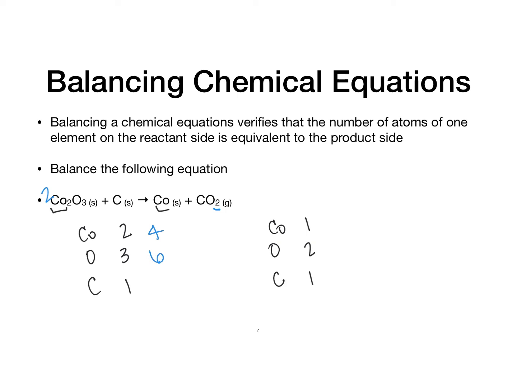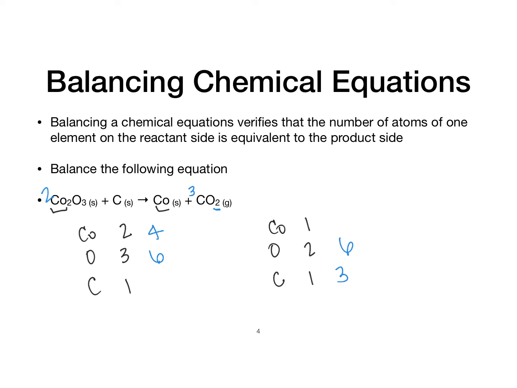We haven't changed the carbon, so I'm going to leave that alone. When we do this, on the right side of the equation, we now need to balance the oxygens. So I'm going to put a 3 in front of the CO2. So now I have 3 carbons and 6 oxygens. We started with the complex ion because both the carbon and the cobalt on either side were single, so we can easily adjust those as needed.